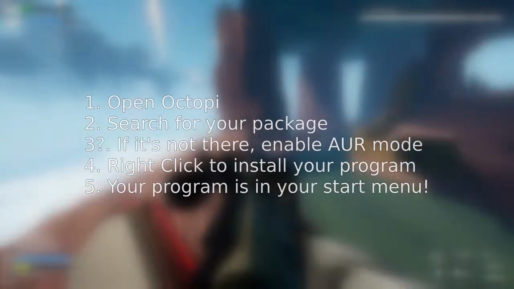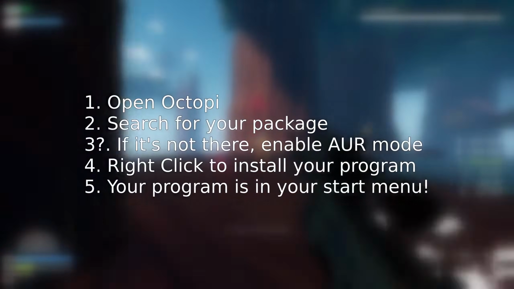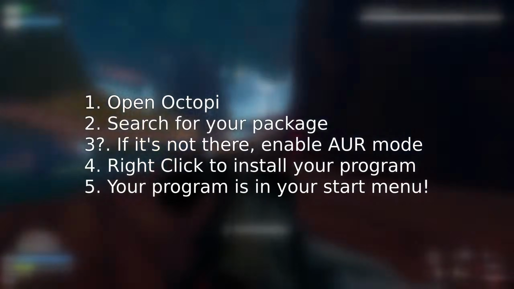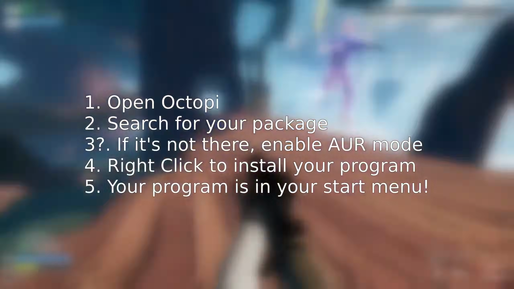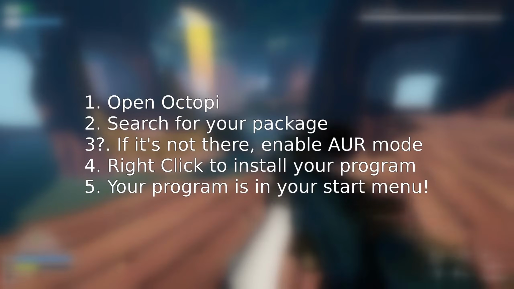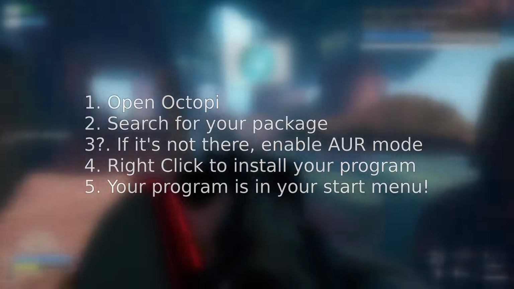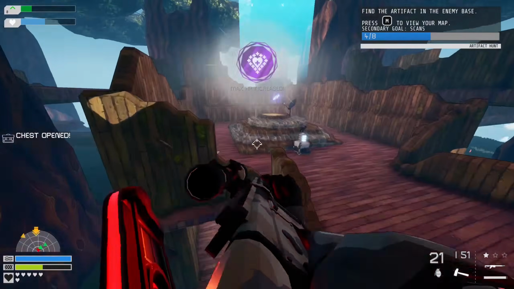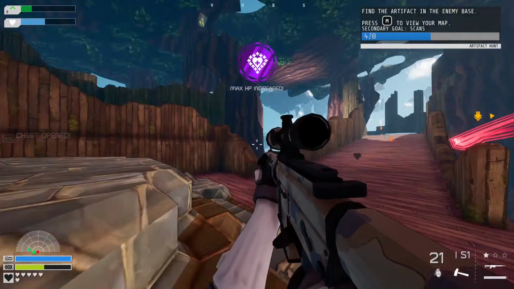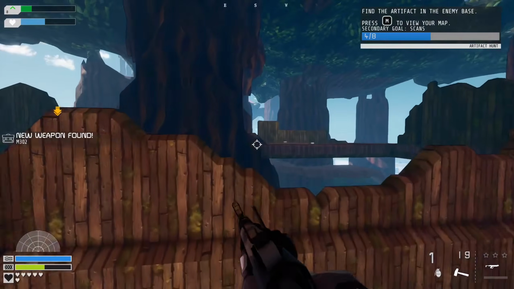And that's it! That's everything you need to know about the package manager. Let's review. First, open Octopi, then search for your thing in the title bar, and if it's not there, click the alien to enable AUR mode, find your program in the list, and prioritize the regular install over the bin and git ones. Right-click to install, and you can find your program in the start menu. You don't have to jump through ad-ridden sites or spend time manually extracting stuff for yourself. It's all done in one nice little place super easily.